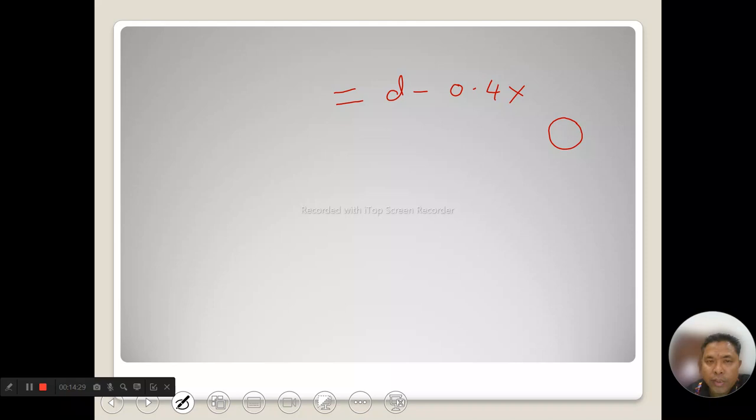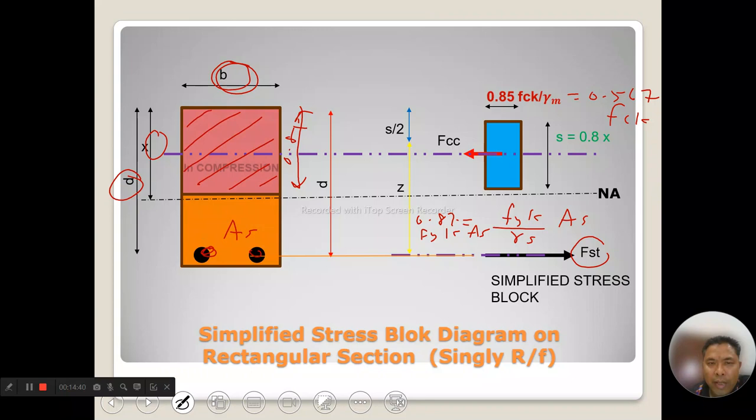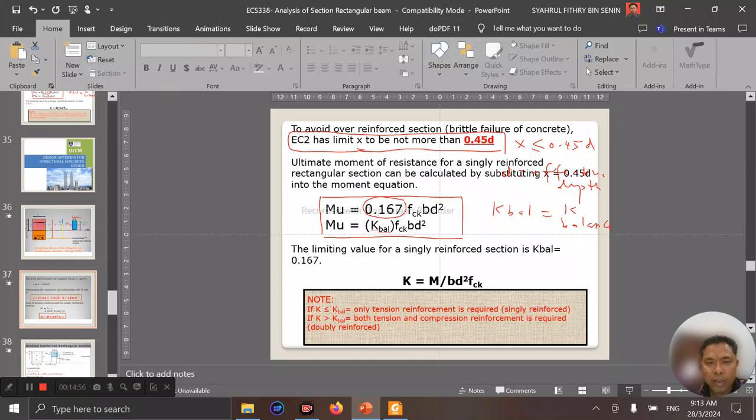And by arranging the formula for M, remember, we have M there, which is this one. Where is your M? This is your M, and your K. By arranging that and playing around with the formula, at the end of the day, you will get an expression of the lever arm given by that formula. So you tak perlu memorize this, because in our Eurocode 2, page 8, if we refer back, your Z is already given here.